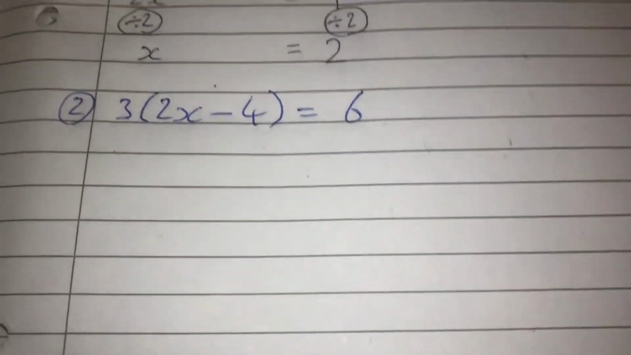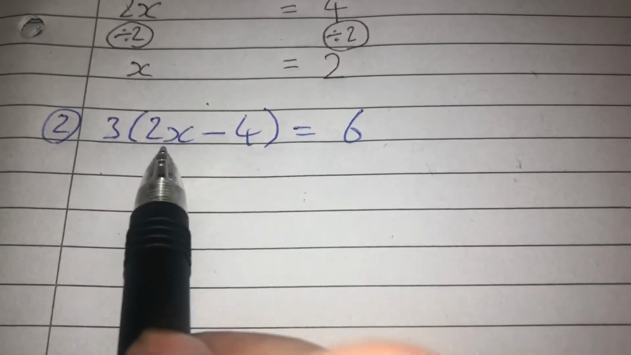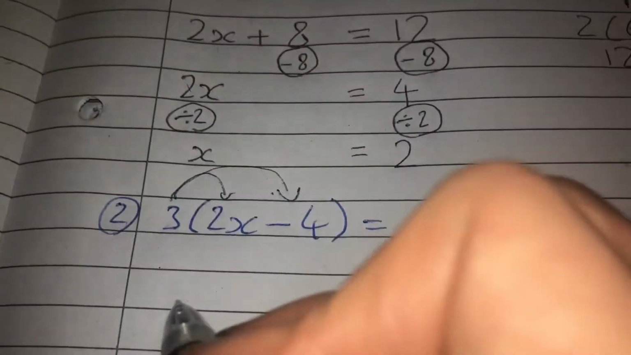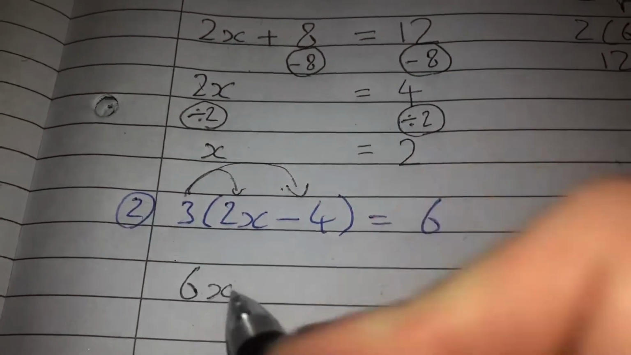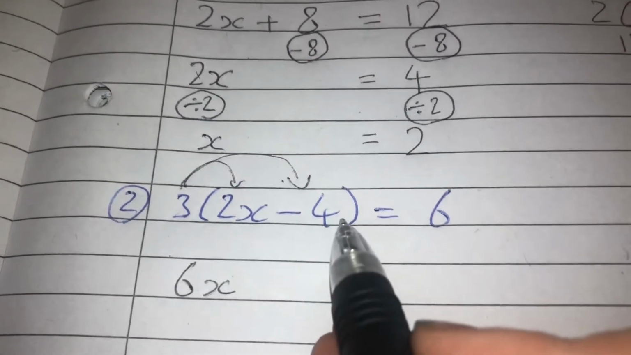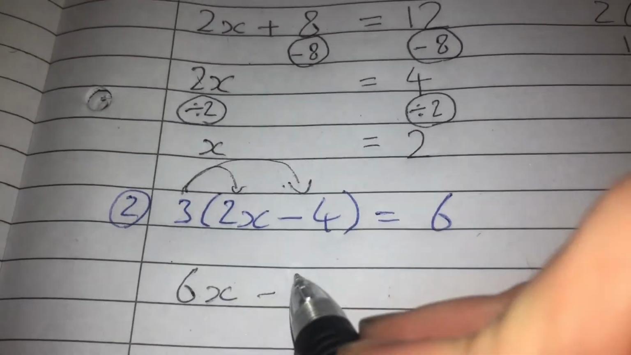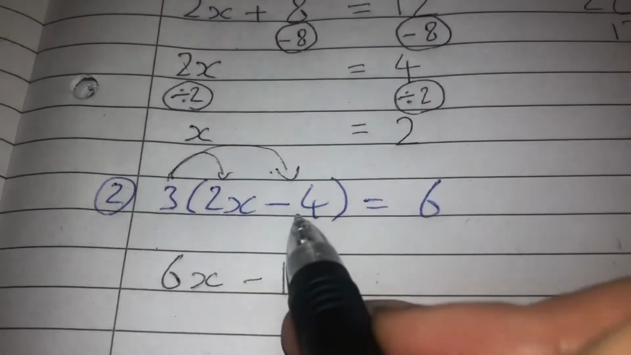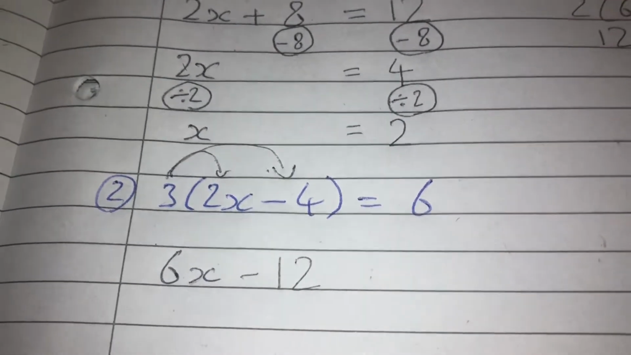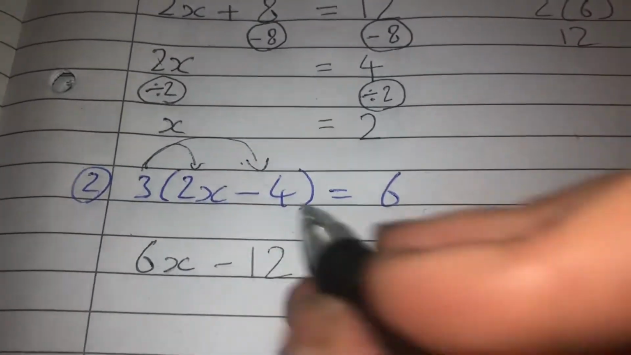So firstly, we're going to get rid of the brackets. We're going to multiply both these terms on the inside by 3, because 3 is what is on the outside. So 3 times 2x is 6x. 3 times minus 4 is minus 12. So just be careful of the signs when multiplying a positive by a negative, so it becomes a negative, or it stays as a negative in this case.